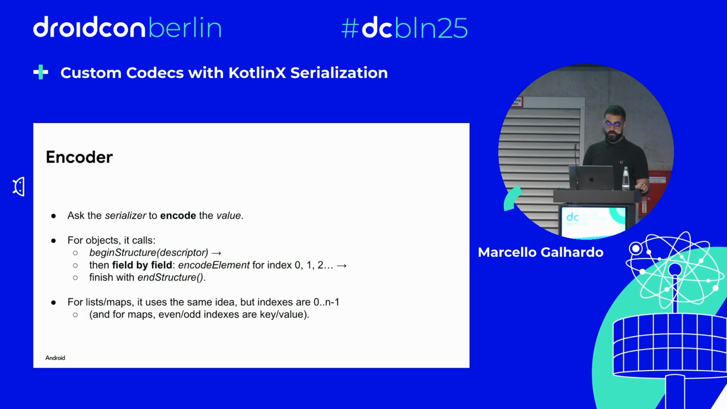For lists and maps, the idea is the same. We still start the structure and go element by element, but for a list, the index is going to be from 0 up to n-1, where n is the size. For maps, it's similar, but we use even indexes for keys and odd indexes for values.